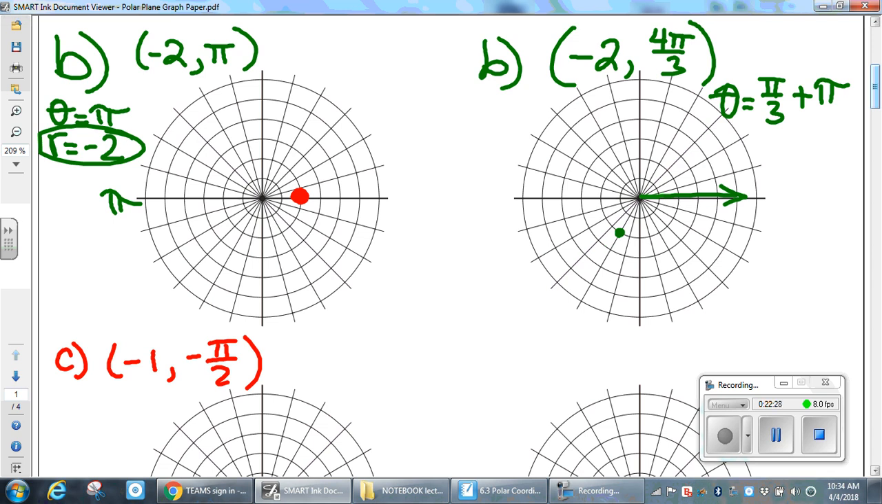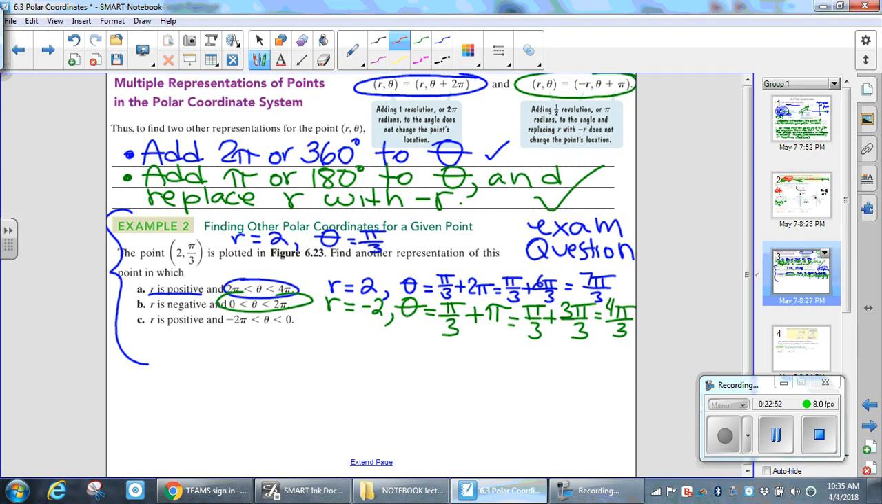We all agree? Yes? Now, if R was 2, the point will be there. But R is -2, so then it's going to be reflected across the pole. So it will be here. And yes, it works. Now, you and your partner are going to figure out how to express C. And for C, what we know is that they want us to have R positive, so it's still 2. So you need to figure out what theta will be, but it needs to be a negative angle.